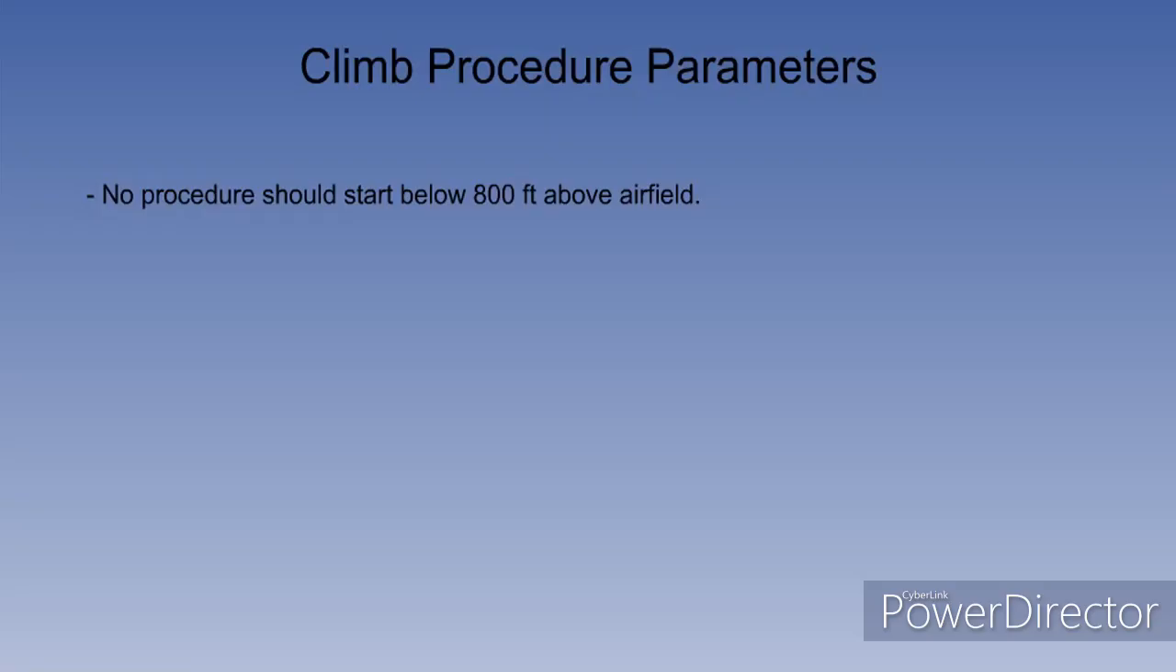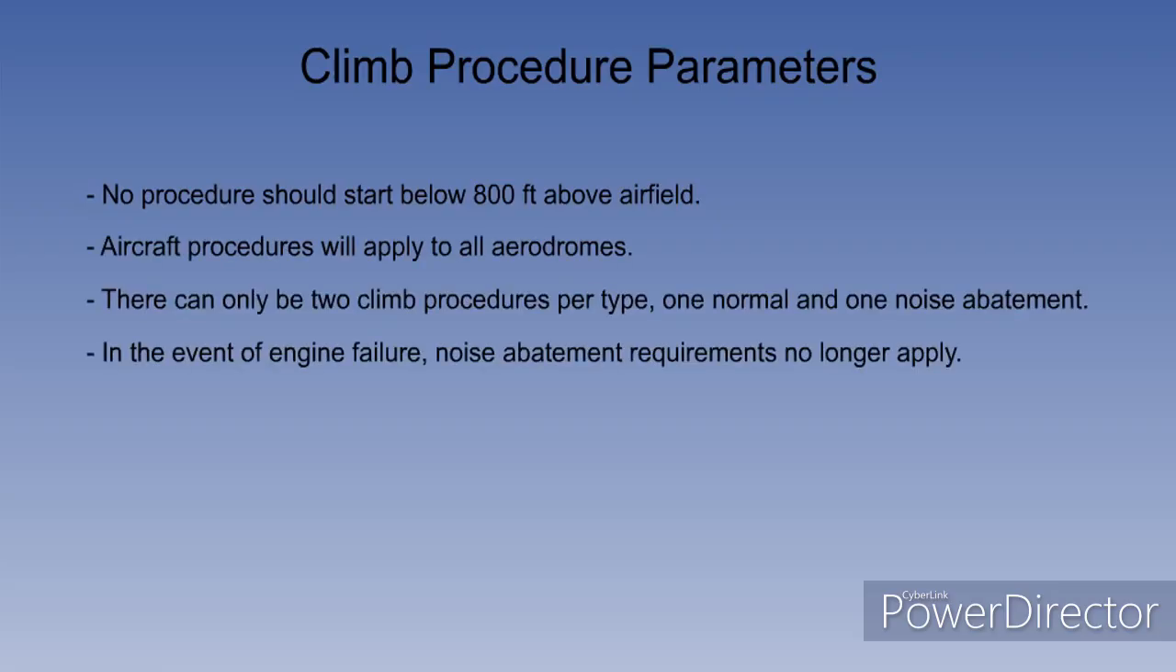Noise abatement climb procedures are planned according to a number of parameters. The first and basic one is that no procedure should start below 800 feet, or 240 metres above the airfield. Where an operator specifies a particular procedure for an aircraft, it will apply to all aerodromes. There can be no more than 2 climb procedures for any aircraft type, that is, one normal and one for noise abatement. A rider to any procedure is that, in the event of engine failure, power settings can be whatever is required by the pilot, and noise abatement considerations no longer apply.